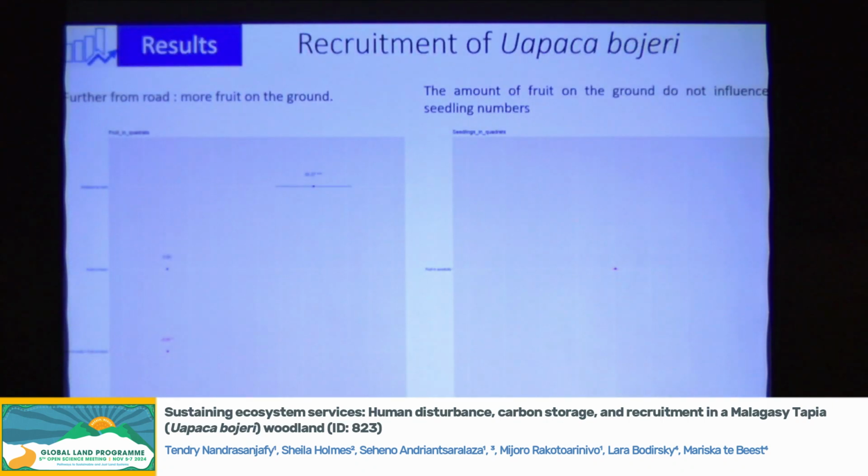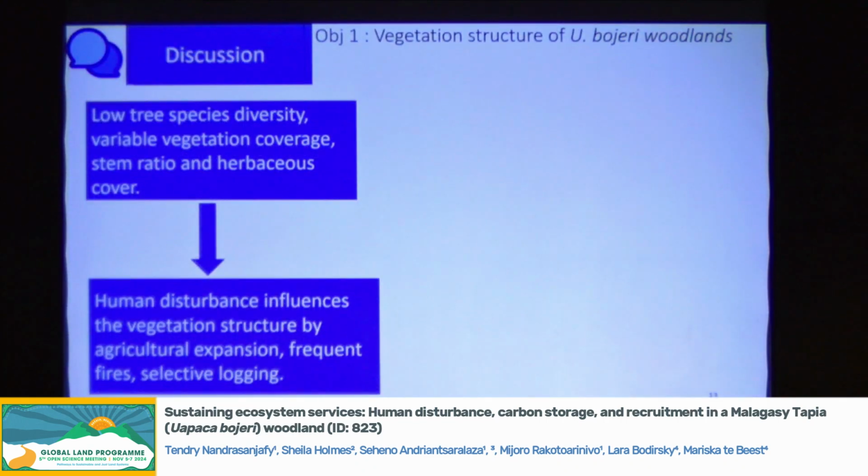And about the recruitment, further from the road, we could observe more fruit on the ground. But the amount of fruit on the ground did not influence the number of seedlings in our quadrats. Then these points raised several points of discussion, as we observed low tree species diversity, and variable vegetation coverage, stem ratio, and herbaceous cover.